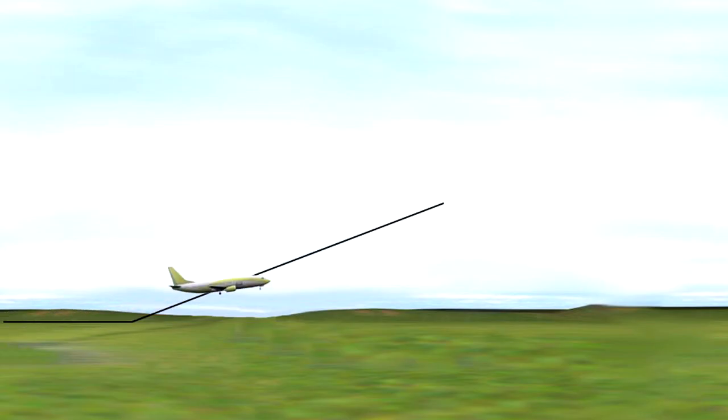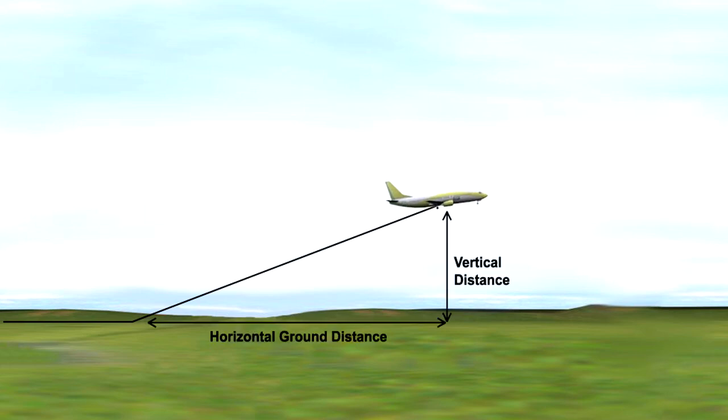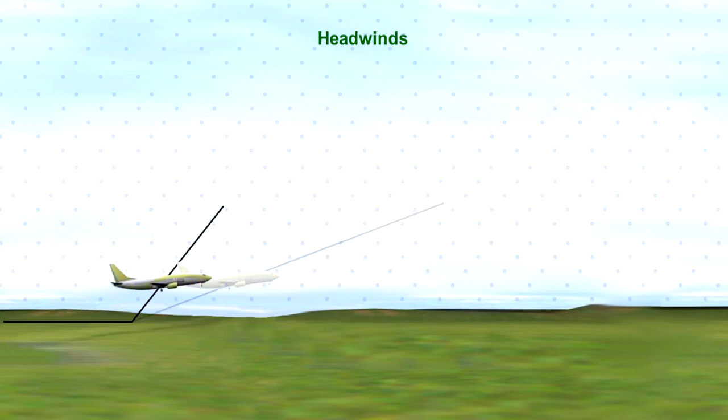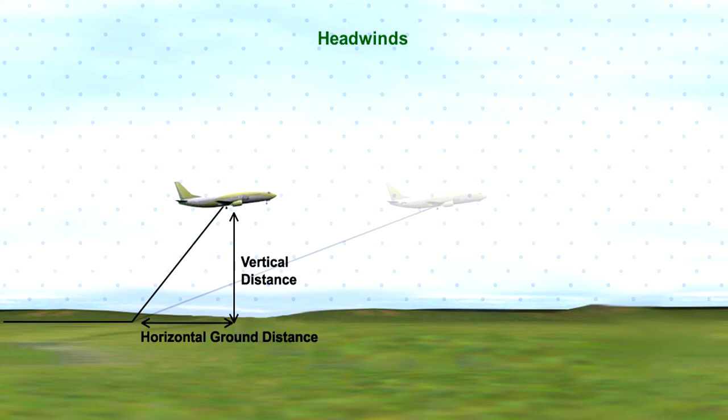The second type of climb gradient is called the ground gradient. The ground gradient is calculated using the horizontal ground distance against the vertical distance. Unlike the air gradient, this time the start point of the ground gradient is fixed in relation to the ground. If there is a headwind, notice that the aircraft, relative to the previous path, is being pushed backwards and will cover a reduced horizontal ground distance. The result is that the climb angle increases. Therefore, headwinds will increase the ground gradient.